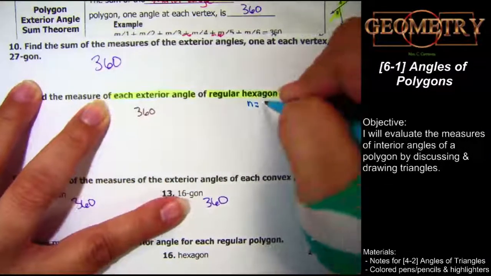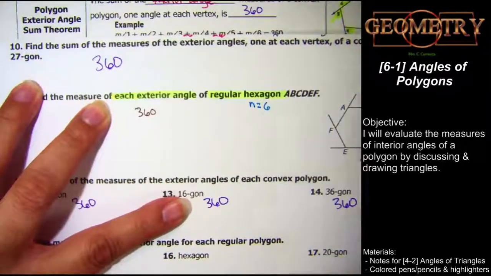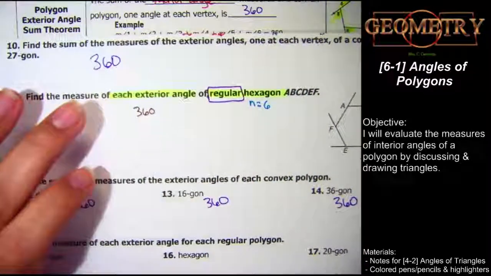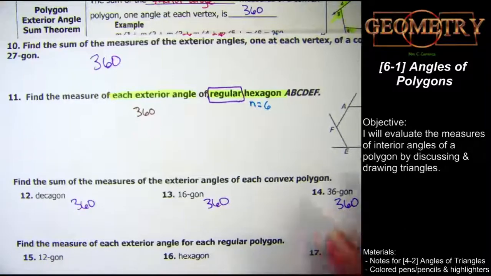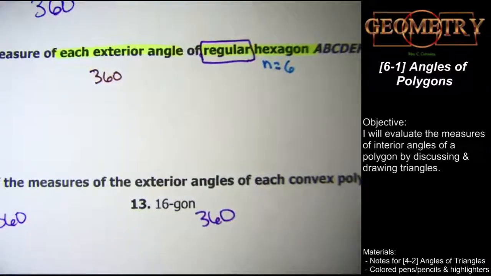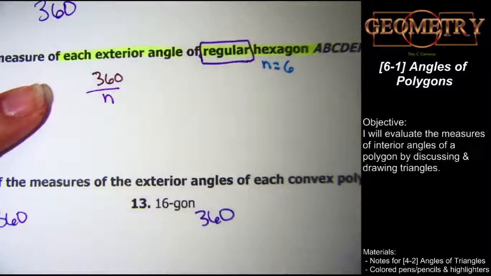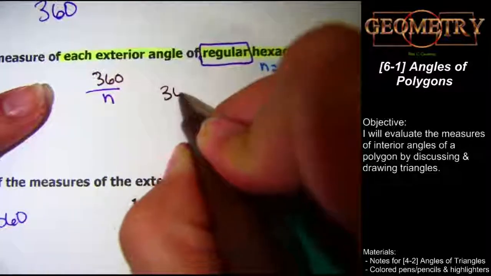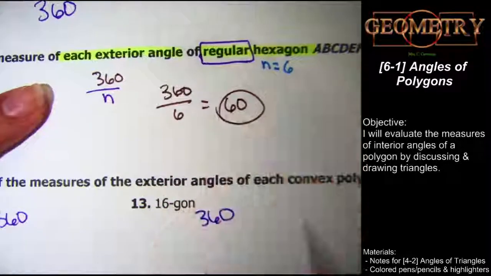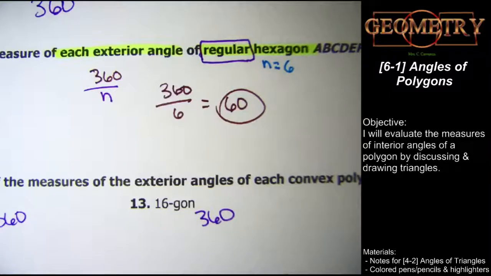All right. Now I want regular. What? Equilateral or equiangular? Equilateral, equiangular. All the sides are equal, all the angles are equal, including the exteriors. So we just divide 360 by 6. 360 divided by 6. 60. Every angle is 60. Poof, done.